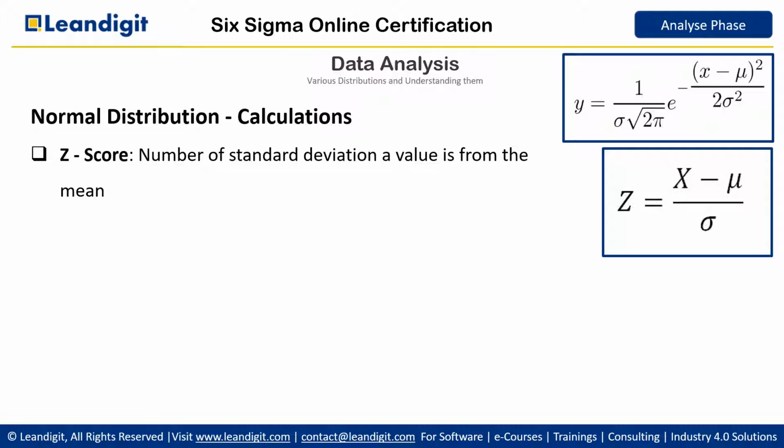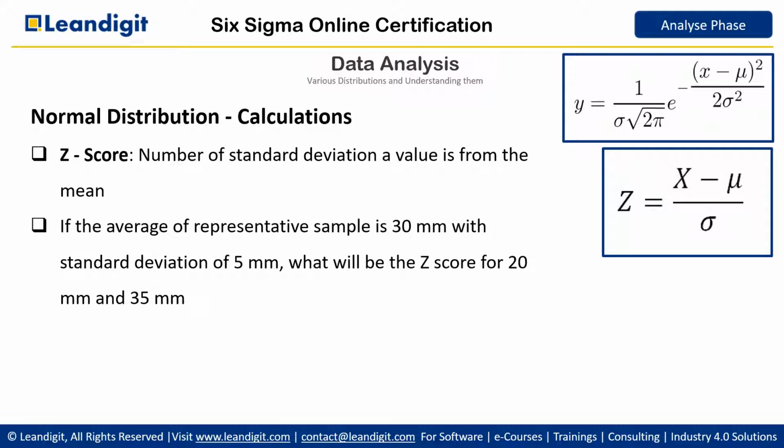For understanding the normal distribution curve better, we will understand what is z-score. Z-score is a value which is given by x minus mu divided by sigma. X is any value for which we are calculating z-score, and mean and standard deviation are taken from the population. So if we take a representative sample which has mean of 30 and standard deviation of 5, we need to know what is the z-score for 20 and 35.